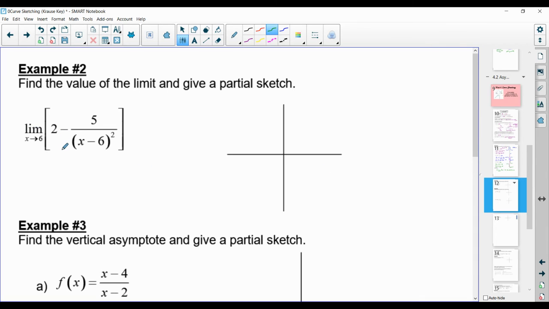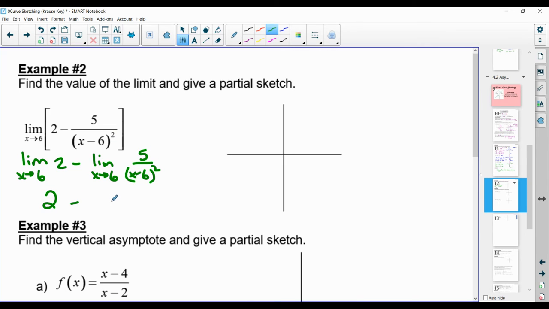So we're looking at the limit as x approaches 6. So we can break this down using our limit laws. The limit as x approaches 6 of 2 minus the limit as x approaches 6 of 5 over (x minus 6) squared. Well, the limit of 2 as x approaches 6 is just 2. So all the way through, we're just going to have 2 here. When I'm looking at the limit here, I'm really just going to have to worry about the second part of the term because this part here is 2.